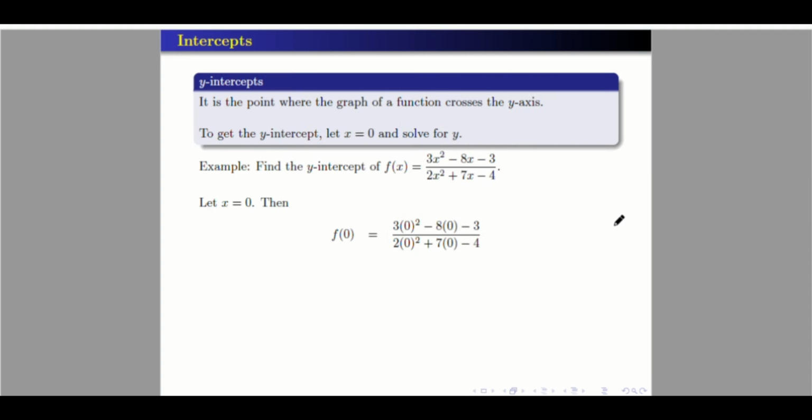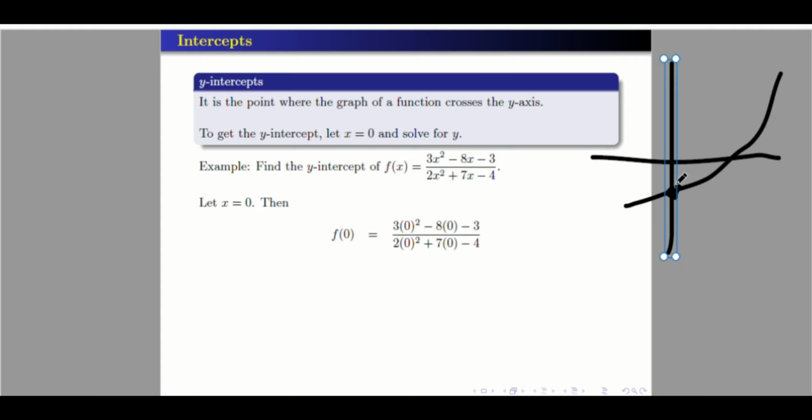Now let's go to the y-intercept. It is the point where the graph of the function crosses the y-axis. So if we have this, this is our y-axis, and this is the graph crossing the y-axis. So this is now our y-intercept. This time we will solve by letting x equal 0, using our previous example. So let x equal 0.